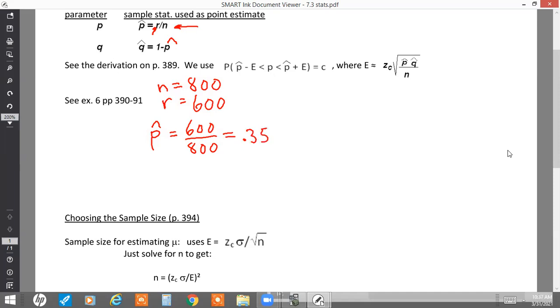When you calculate Q hat, that's 1 minus P hat. So 1 minus the 0.35, and you get, what do you get? 0.65, yeah.